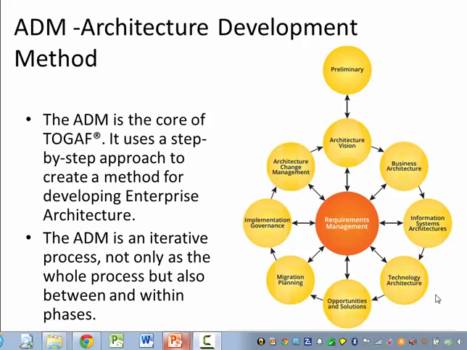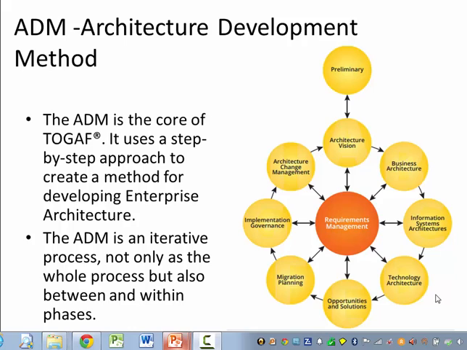ADM, or the Architecture Development Method. ADM is the core of TOGAF. It uses a step-by-step approach to create a method for developing enterprise architecture. It's important to note that the ADM is an iterative process, not only as a whole process, but between phases and across phases as well.